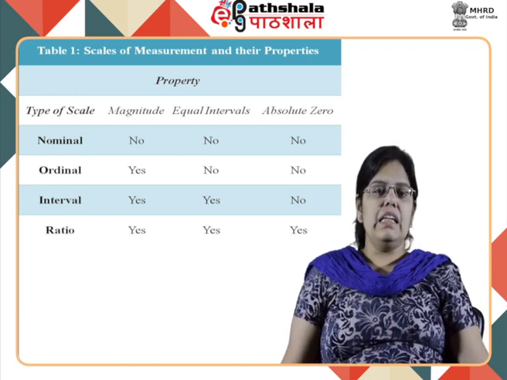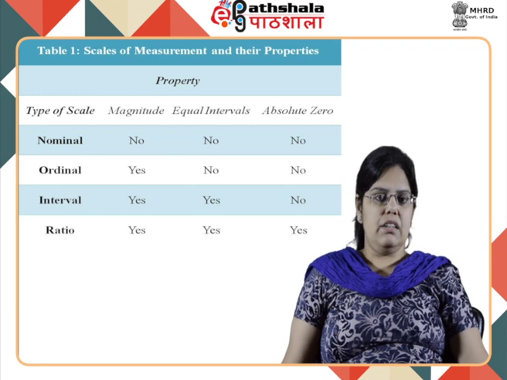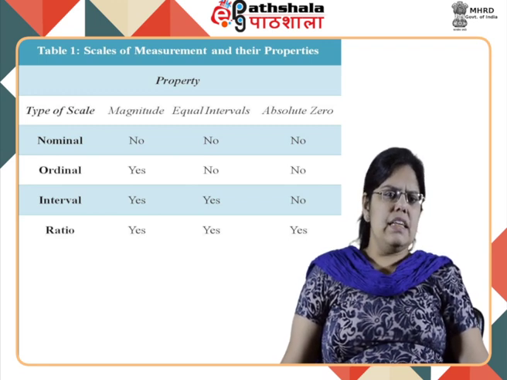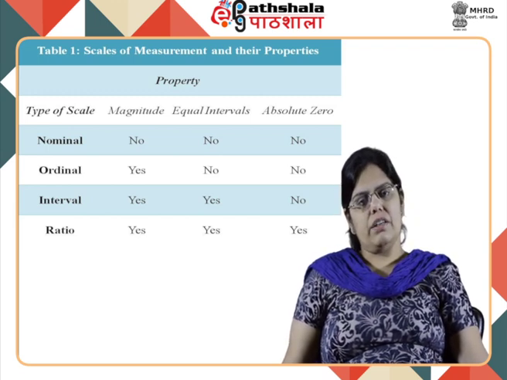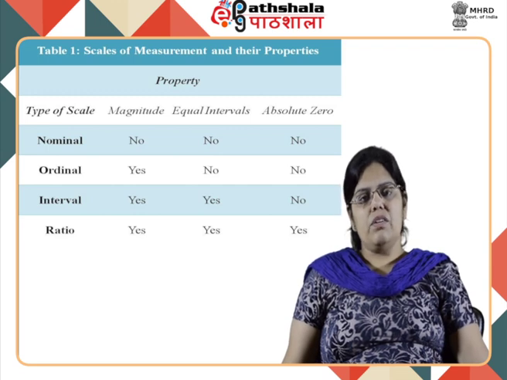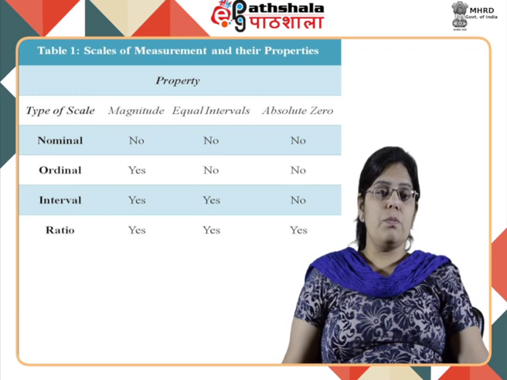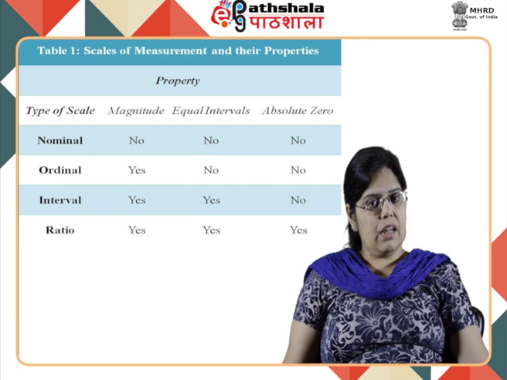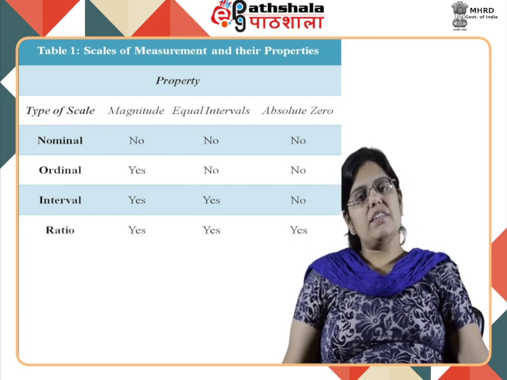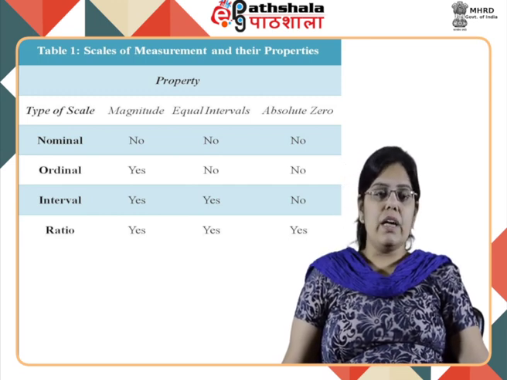Reflexivity means that every entity in a category is equal to itself. For example, A is equal to A for all values of A in a given category. In a symmetrical relationship, if A stands in a certain position with respect to B, then B stands in the same position with respect to A. That is, if A is equal to B, then B is equal to A.